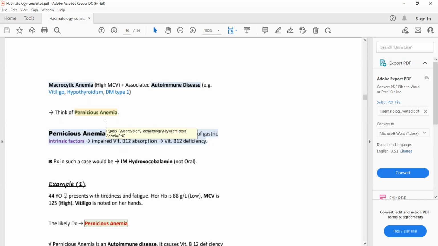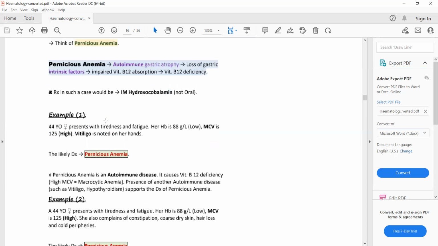For example, as given in example 1, a 44-year-old male presents with tiredness and fatigue. Tiredness and fatigue are symptoms of anemia. Her HB is 88, so she has a low HB, and MCV is 125, that is high. Vitiligo is noted on her hands. So someone with macrocytic anemia and vitiligo, your diagnosis will be pernicious anemia, because pernicious anemia is an autoimmune disease and it is associated with other autoimmune diseases.